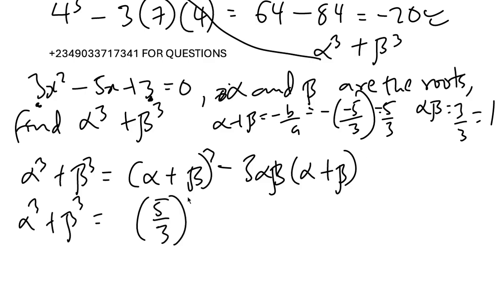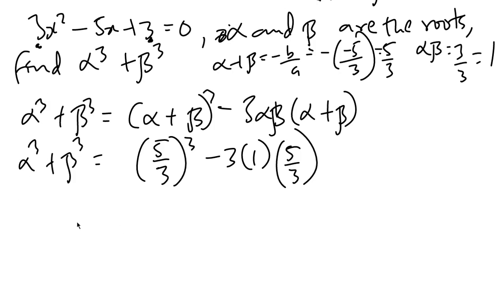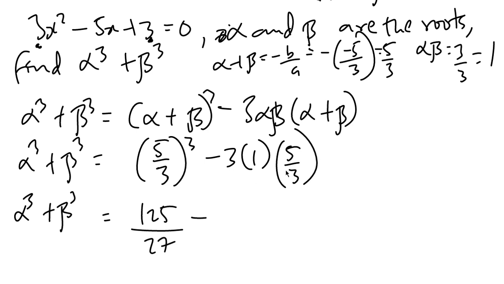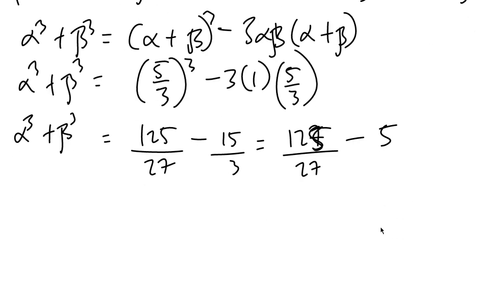That is going to be 5 over 3 raised to the power 3 minus 3 into the product, which is 1, into what? Alpha plus beta, which is 5 over 3. So on simplification, we'll have that alpha cube plus beta cube is equal to 5 cube is 125, 3 cube is going to be what? 27, because that's 3 times 3 times 3. The negative 3 times 1 is 3 times 5, 15 over 3, which is 5. So we then simplify this fraction.